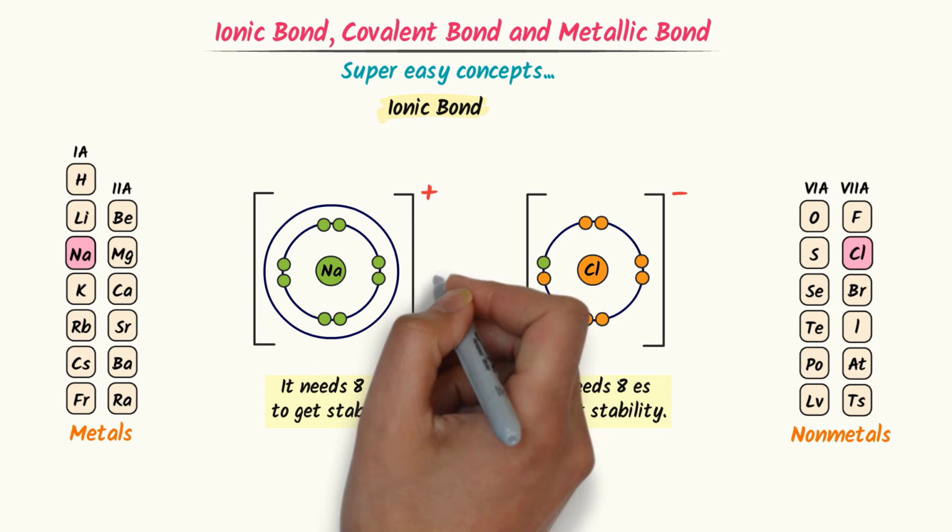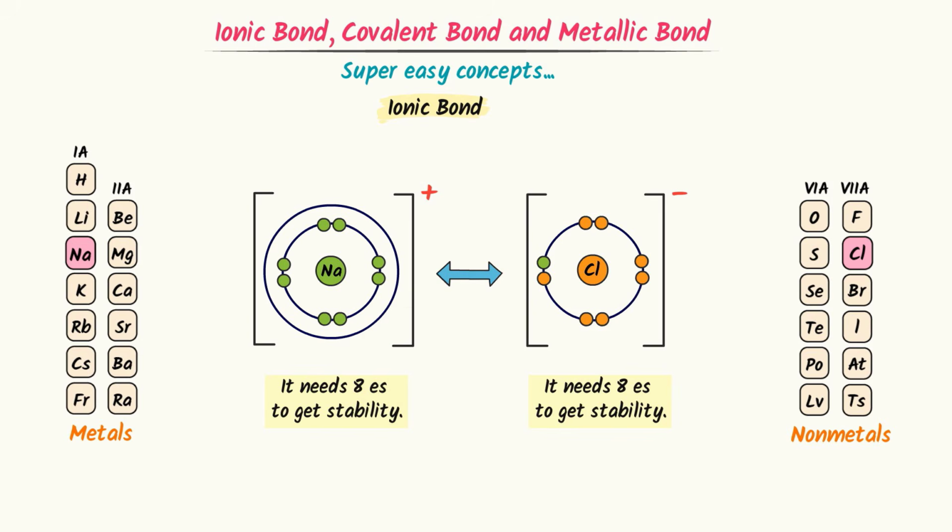We know that positive and negative attract each other, so a strong attraction called electrostatic attraction will be produced between these two atoms. This will hold these two atoms together. In chemistry, we say that a chemical bond is formed between sodium and chlorine. This chemical bond is called ionic bond.